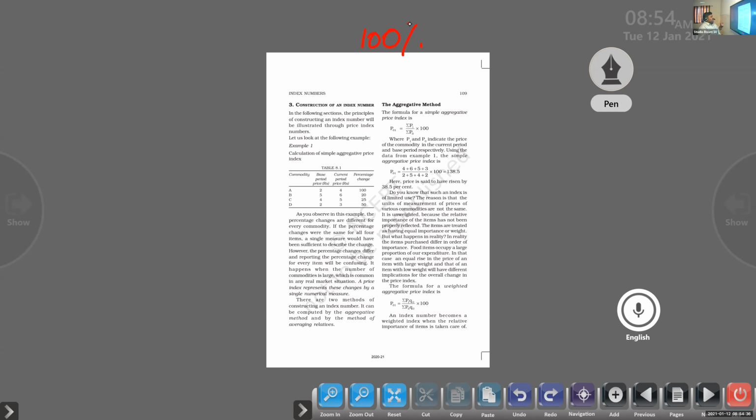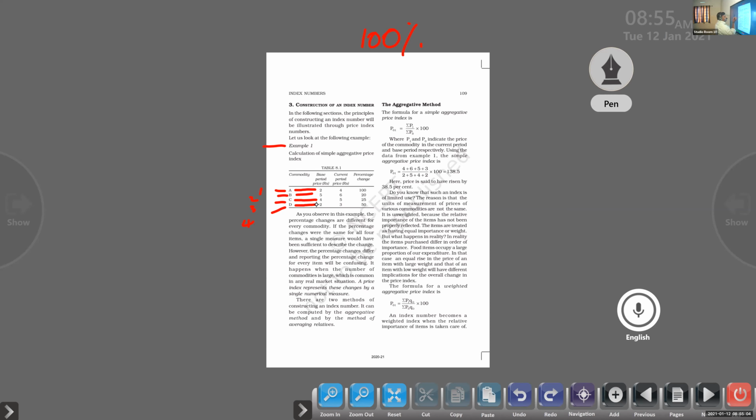Calculation of a simple aggregative price index. Everyone just observe here, example 1. Here you can see the commodities. Four commodities are there, A, B, C, D. We don't know the base period year exactly, but the base period price is 2 for A, 5 for B, 4 for C and 2 for D.